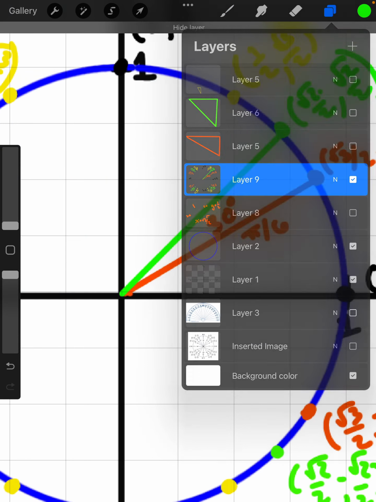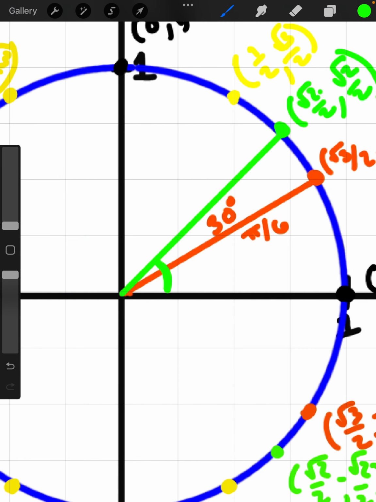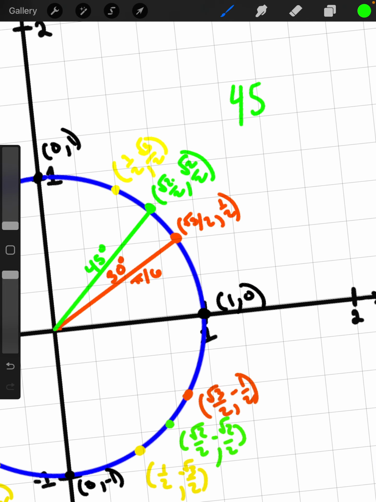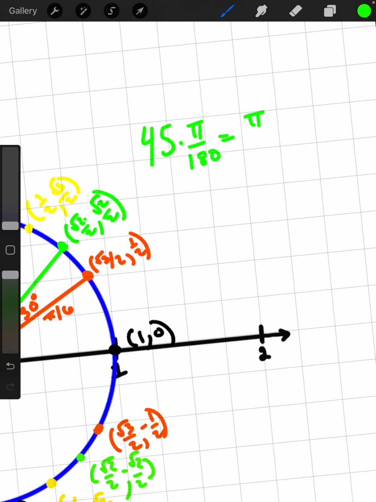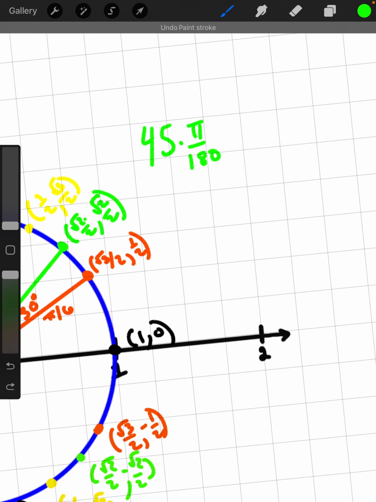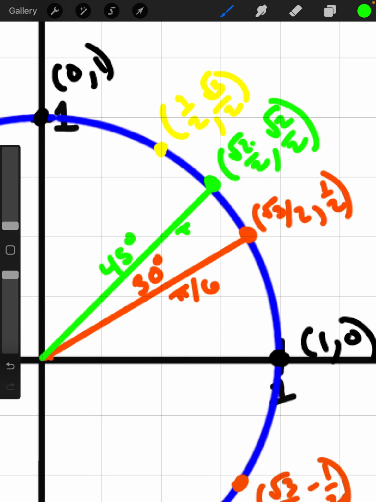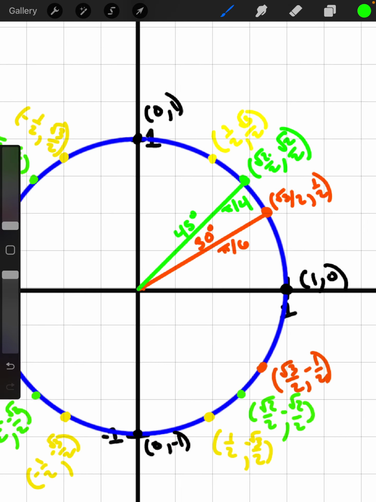Yeah, that's a 45-degree angle. So this angle right here from the x-axis to that radius that I drew is 45 degrees. So I'm going to label it 45 degrees. And then again, we can convert: 45 times pi over 180 simplifies to pi over 4. 45 goes into 180 4 times. So 45 degrees is pi over 4 in radians. So I'm going to label this pi over 4.